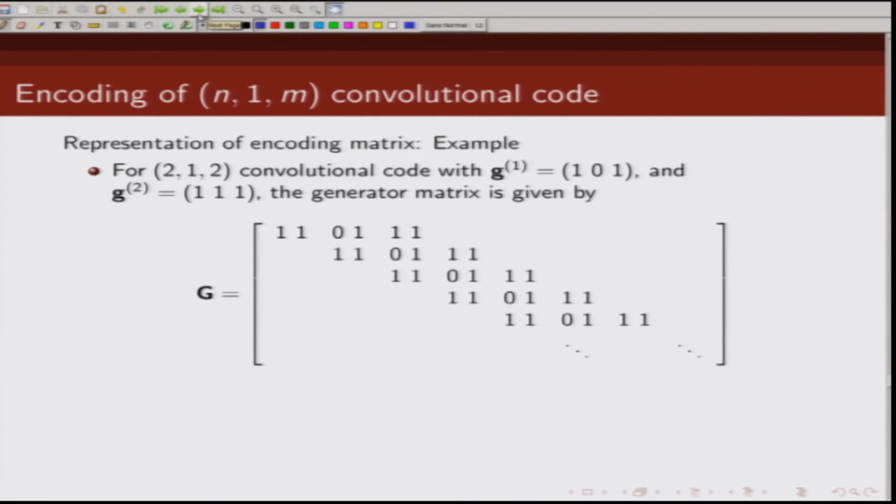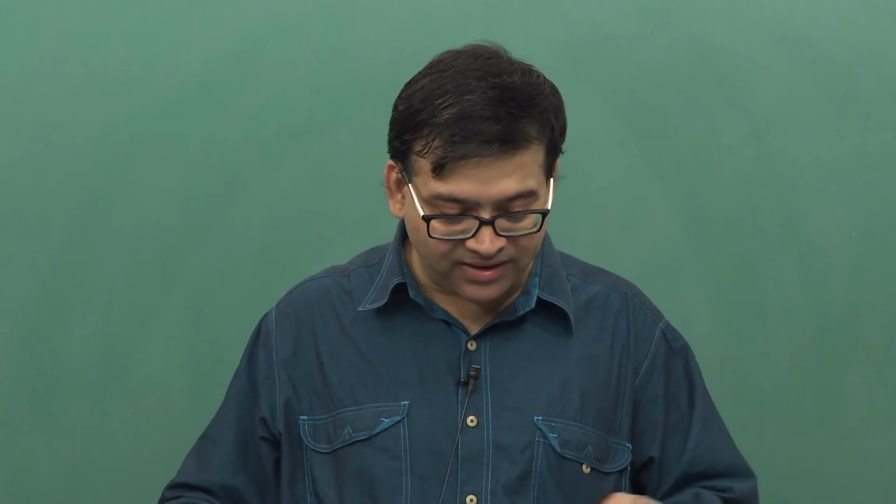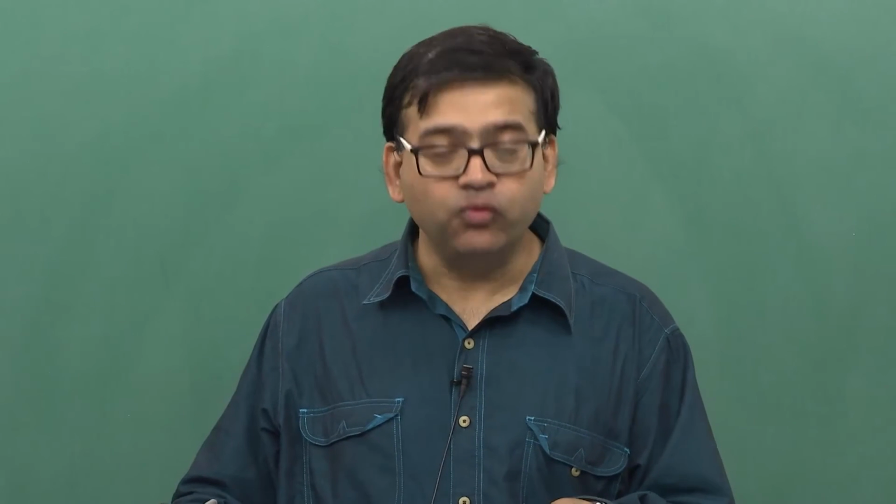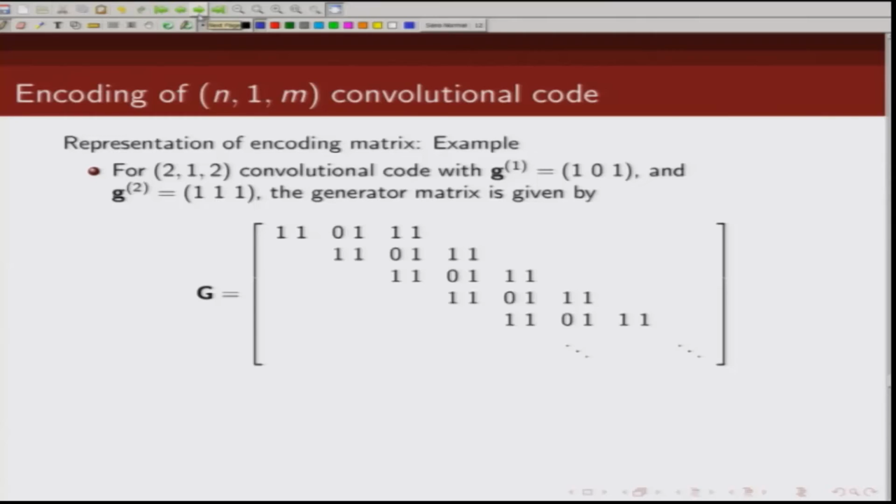So let us continue with the example that we are considering so far. We are continuing with our rate 1/2 code whose memory order is 2, and we know our generator sequence for the first code sequence is given by 101, because my output VL is UL plus UL minus 2. Similarly, the generator sequence for the second code word is given by 11.